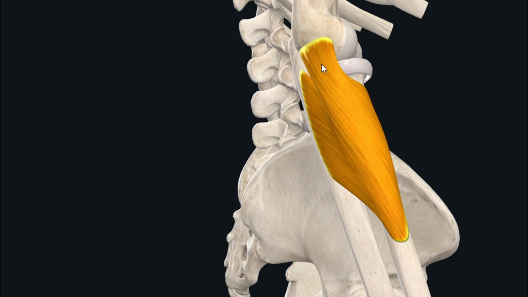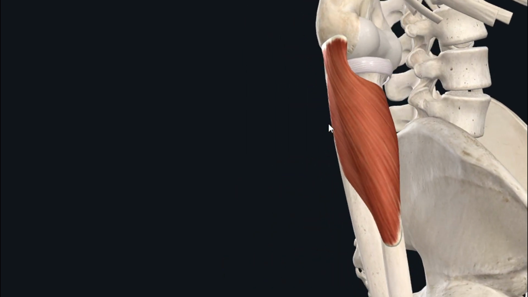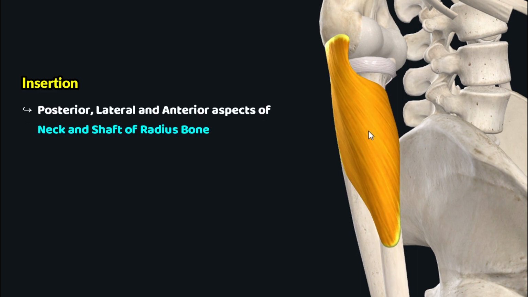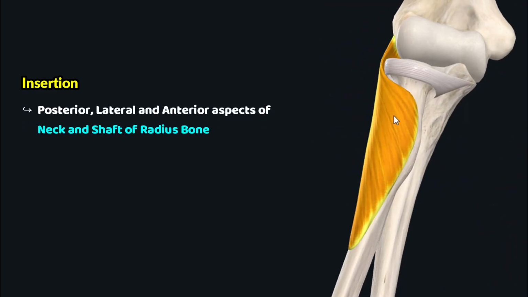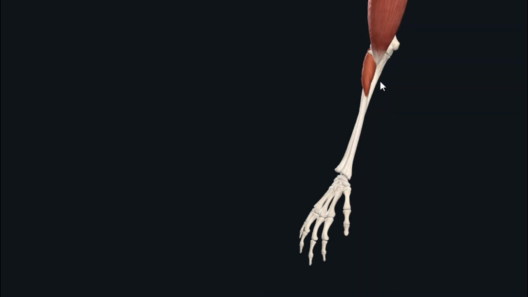And after origin, the fibers of this muscle travel inferolaterally over the elbow joint and spiral over the proximal one-third of radius to insert onto the posterior, lateral, and anterior aspects of neck and shaft of radius bone, as you can see. So let's proceed towards the actions performed by this muscle.